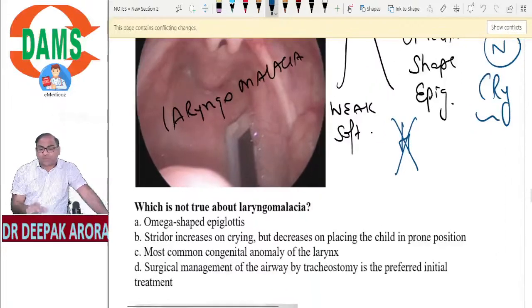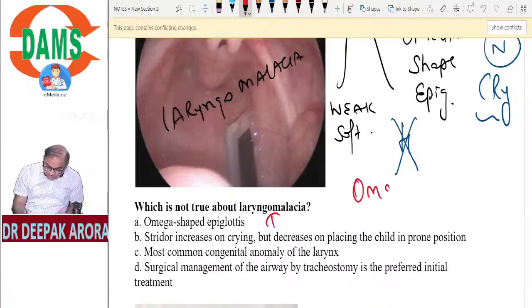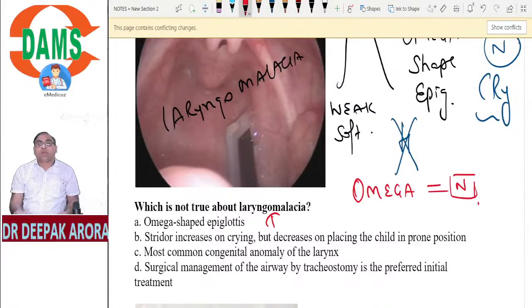This was one old MCQ. Which of the following is not true about laryngomalacia? Omega shape epiglottis: absolutely true statement. But now we will add a few points. Omega shaped epiglottis is a hallmark feature of laryngomalacia, but it can be normal. Everybody add in the notes: omega shaped epiglottis may be a normal finding. Stridor increases on crying but decreases in prone position, absolutely true.